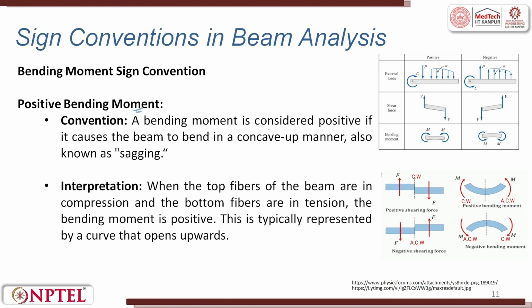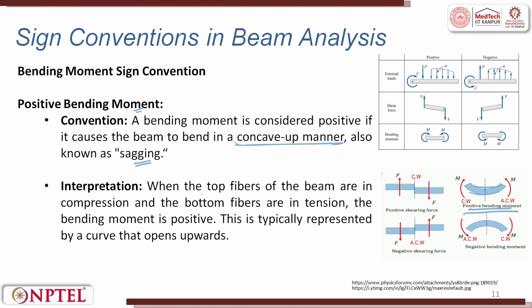A bending moment is considered positive if it causes the beam to bend in a concave up manner, also known as sagging. It is called positive. So, this is positive bending moment. It is sagging, right? It is sagging. So it is concave.